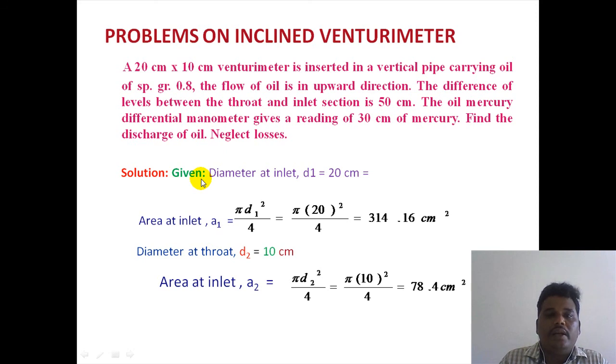Solution: given diameter at inlet D1 is equal to 20 cm. Area at inlet A1 is equal to pi by 4 D1 square, pi by 4 into 20 square, a circular cross section, which gives 314.16 cm square. Diameter of throat D2 is equal to 10 cm. Area of throat A2 is equal to pi by 4 D2 square, pi by 4 into 10 square, that is 78.54 cm square.